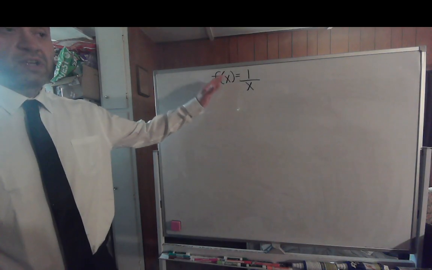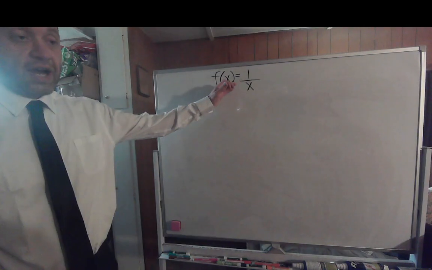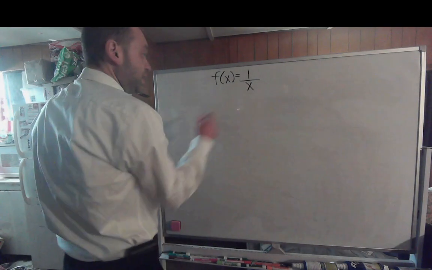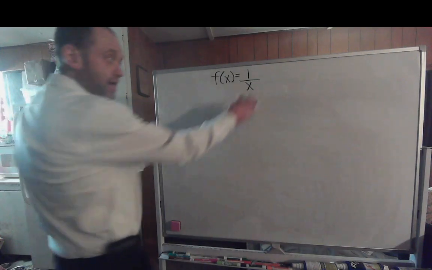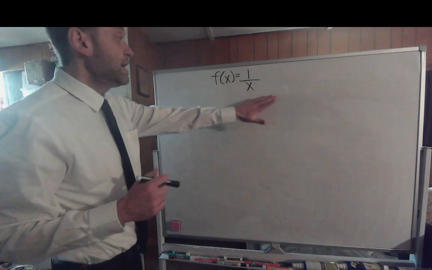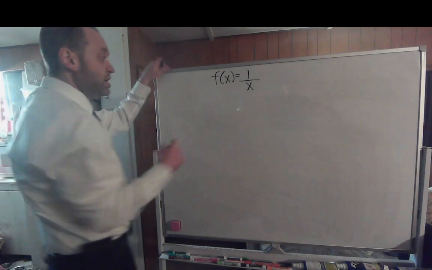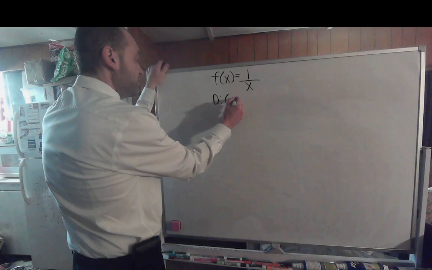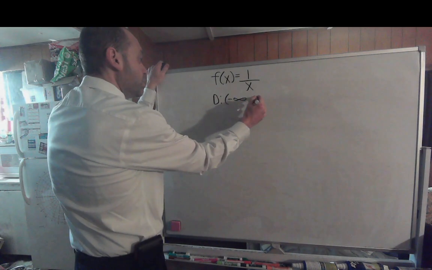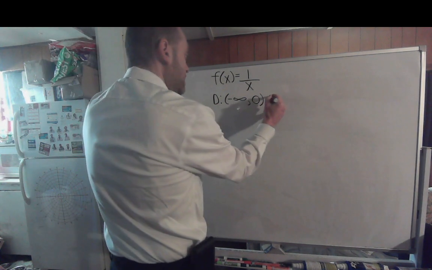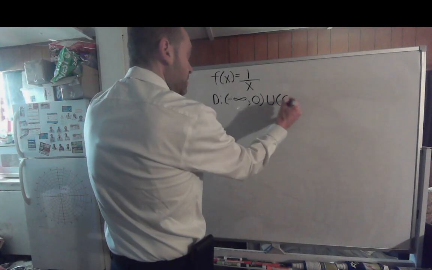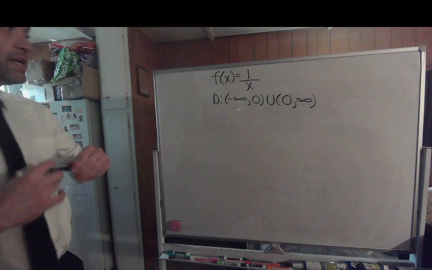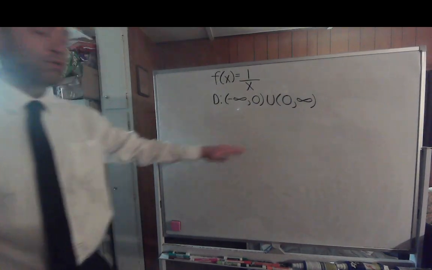Right here you have the classic example of the mother rational function, f of x equals 1 over x. Well, if x equals 0, you would get an undefined value, right? X can equal anything else except for 0. So we can say that the domain is going to be from negative infinity up to 0, non-inclusive. It can't be 0. And then in union with 0, non-inclusive to infinity. So your domain can be anything literally except for 0.